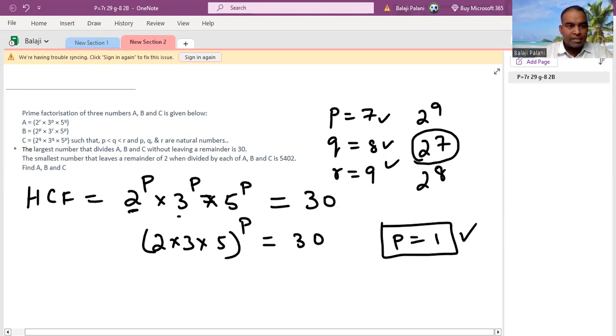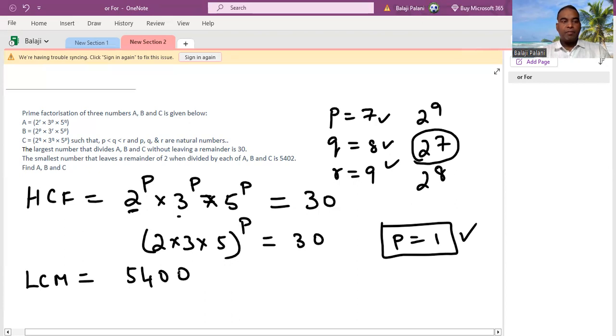Now, the next hint is the smallest number that leaves a remainder of 2 when divided by each of A, B, and C is 5,402. So what is given here? LCM. The hint is about LCM. And 5,400 is exactly divisible by A, B, and C, and all of these numbers leave a remainder 2. All right. So LCM is going to be 5,400.